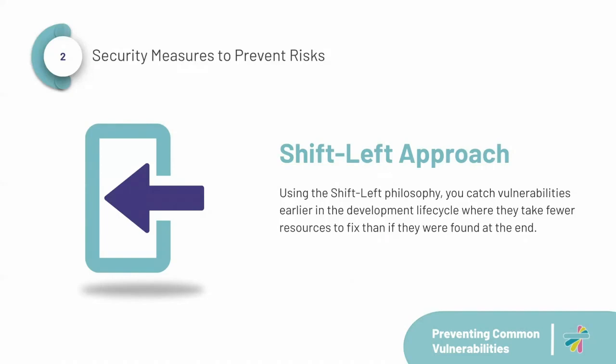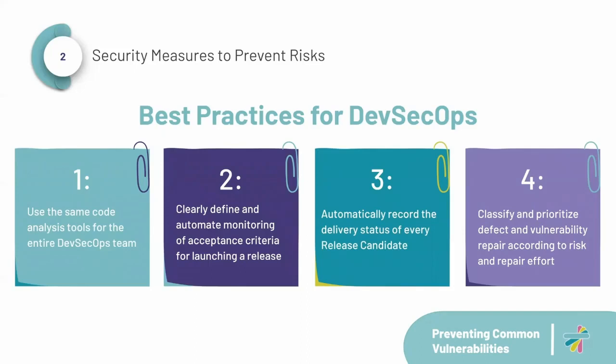The following are the 4 steps to help your team adopt a secure program posture. 1. Use the same code analysis tool for the entire DevSecOps team.